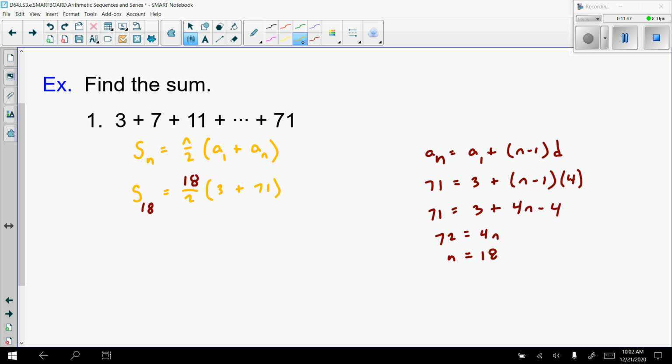And now I can finish this problem. So that means I now am finding the sum of 18 terms. And of course, I have 9 times 74, and the sum of all 18 terms becomes 666. Please move on to the next slide.